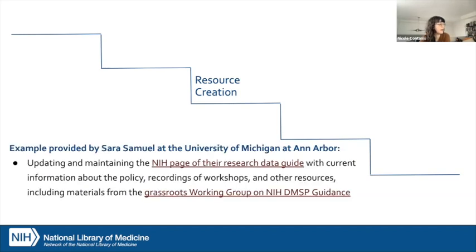An example provided by Sarah Samuel at the University of Michigan at Ann Arbor is updating and maintaining the NIH page of their research data guide with current information about the policy, recordings of workshops, and other resources, including materials from the grassroots working group on NIH DMSP guidance. This working group was a group of librarians that were connected through MLA, RDAP, and I think maybe some other groups. They worked together to create materials to help with compliance for this new policy. So Sarah here has worked to help make those resources findable for her institution and done some edits to make it specific to her institution's needs.